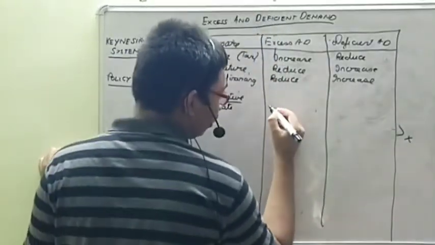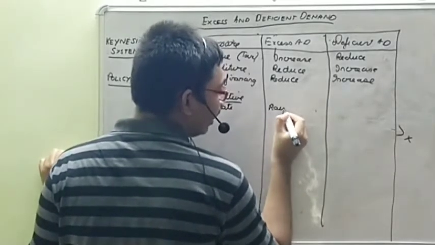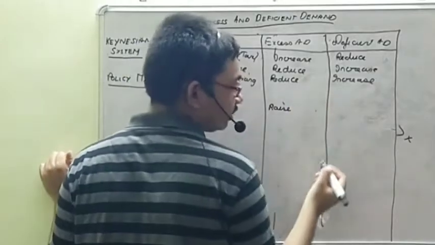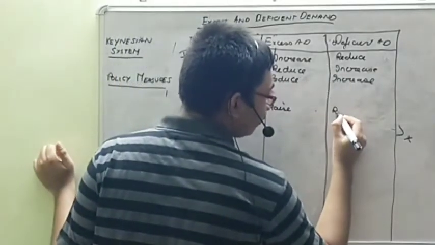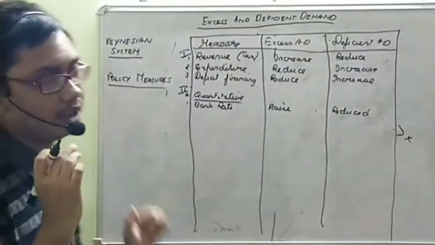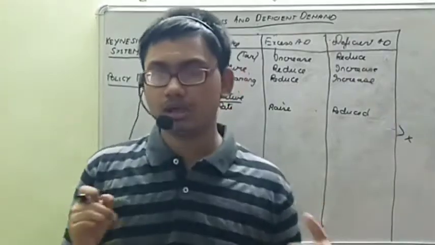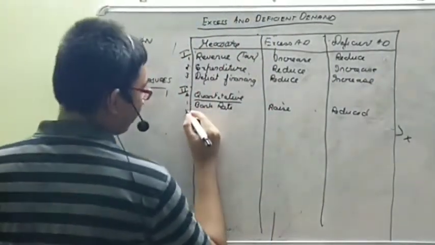So in case of excess demand, it should be raised or increased. In case of deficient demand, it should be reduced because cheaper loan should be available to the people so as to increase demand. Okay, this is about bank rate.